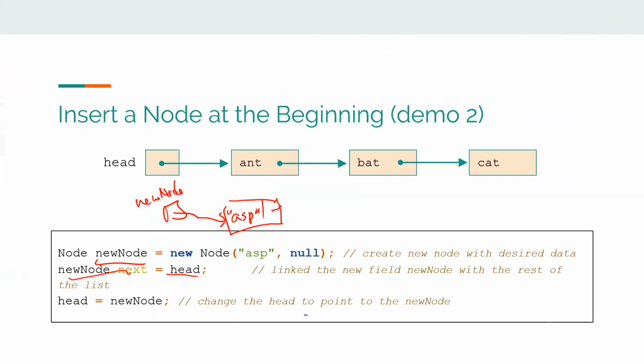It makes the next field of new node refer to ant. Do you all agree? So you now have two references into this chain, but head is no longer referring to the front. To fix that, you can just let head equal new node, and now head is going to be referring to that node that you just created.